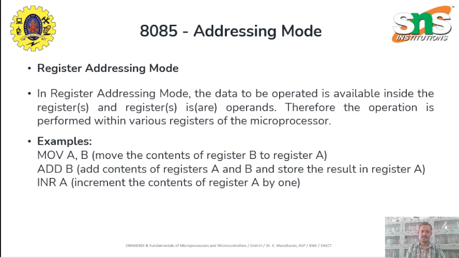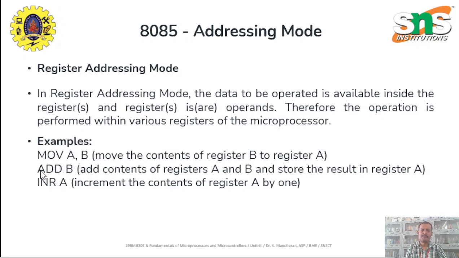Look at the second method, register addressing mode. In register addressing mode, the data for the operation is available in the registers. Both the source and destination must be registers, so the operation is performed with various registers of the microprocessor. Only in that case will it be called register addressing mode. Look at the example, MOV A, B. This means the content present in the B register will be moved to the A register. Both source and destination are registers.